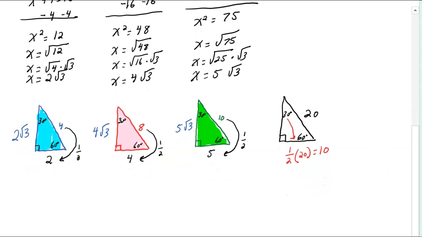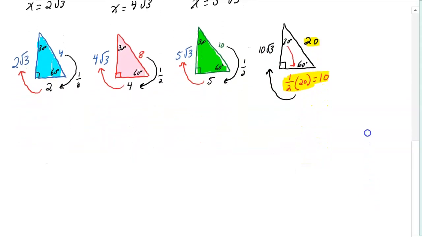So now let's look at this pattern. If you know the short leg is 2, notice the long leg, or the side across from the 60, is 2 root 3. If the short leg is 4, long leg is 4 root 3. If the short leg in the green triangle is 5, the long leg is 5 square root of 3. So in the example that we were doing, if we know the hypotenuse is 20, you take half, so the short leg is 10, and then the long leg is going to be 10 square root of 3.